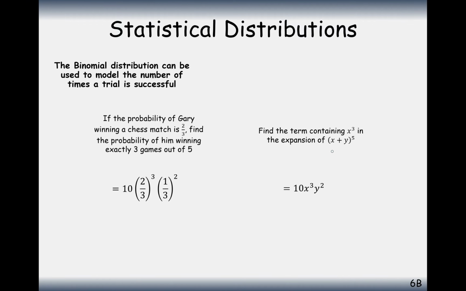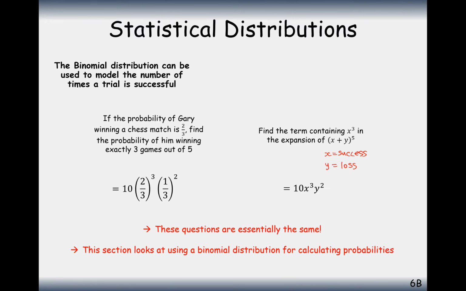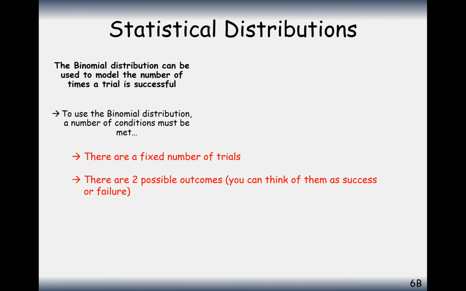Effectively what we could say here is x can represent success and y can represent a loss. So effectively you've got 3 successes, 2 losses, and the number of different combinations that this can happen in is 10, and we can work that out using 5 choose 3. Okay, so it's very similar here to the binomial expansion.